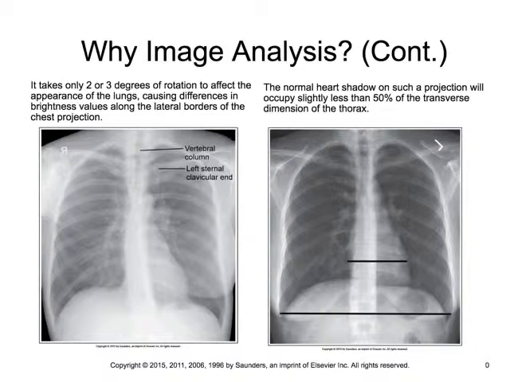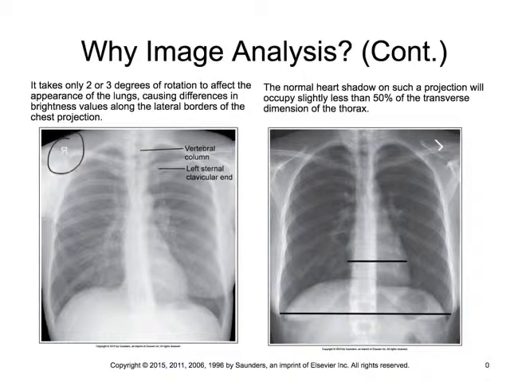Looking at these two images, it only takes 2 to 3 degrees of rotation to affect the appearance of the lungs and cause differences in brightness values along the lateral borders of the chest projection. If we look at the image on the left, we can see a sternoclavicular end free of superimposition with the thoracic spine. Given the marker on this image, this is the patient's right side over here. Ask yourself this question real quick: which side is this patient rotated towards?